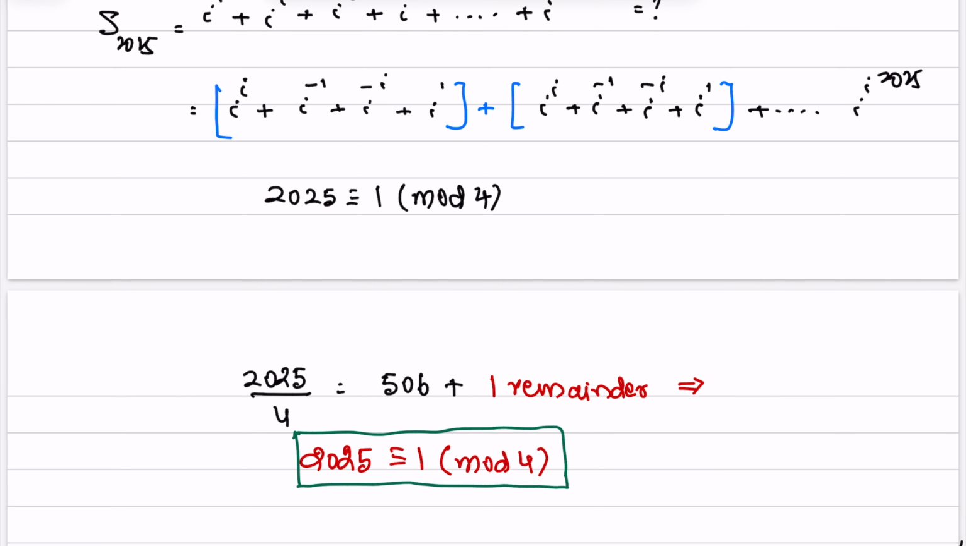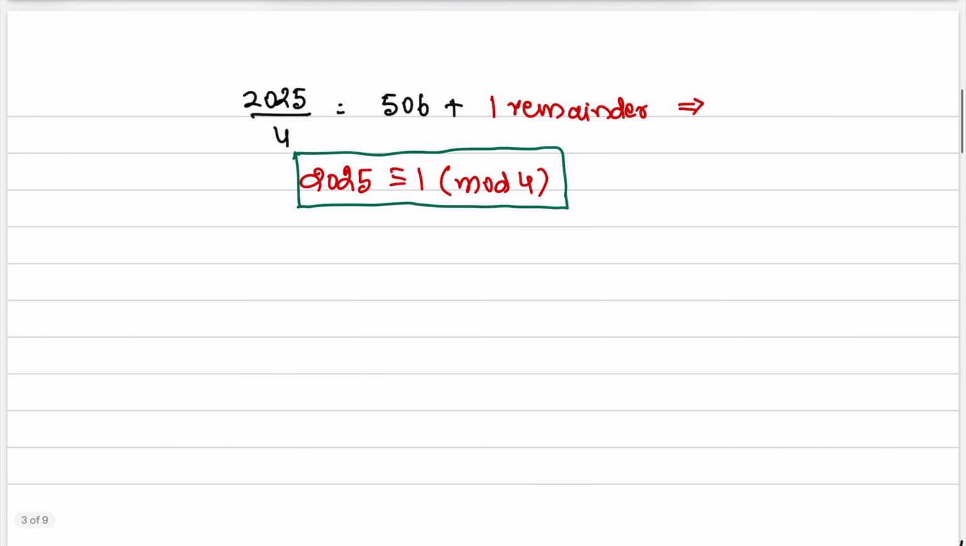Now, we have to find the value of i to the power of i and i to the power of minus i and i to the power of minus 1, and i is already there. i is nothing but the square root of minus 1, which we know very well.